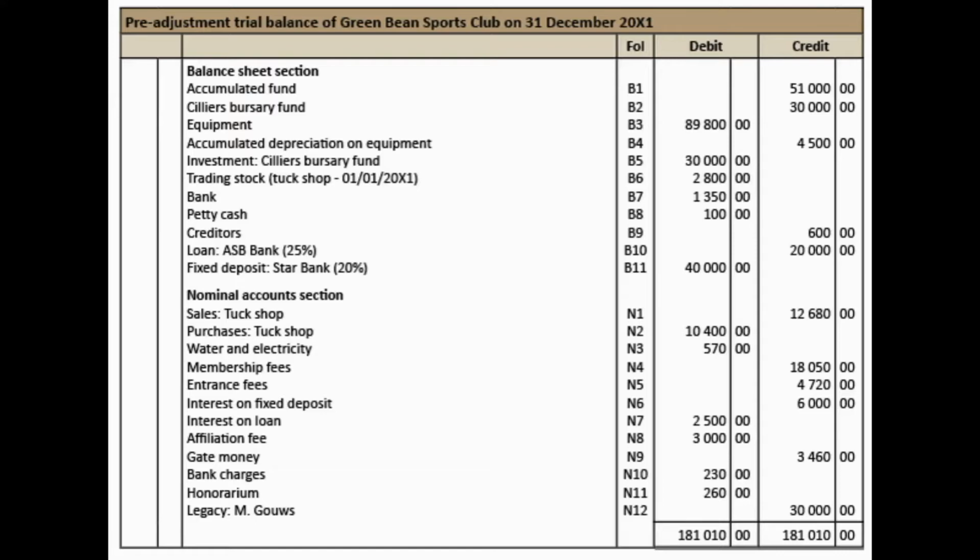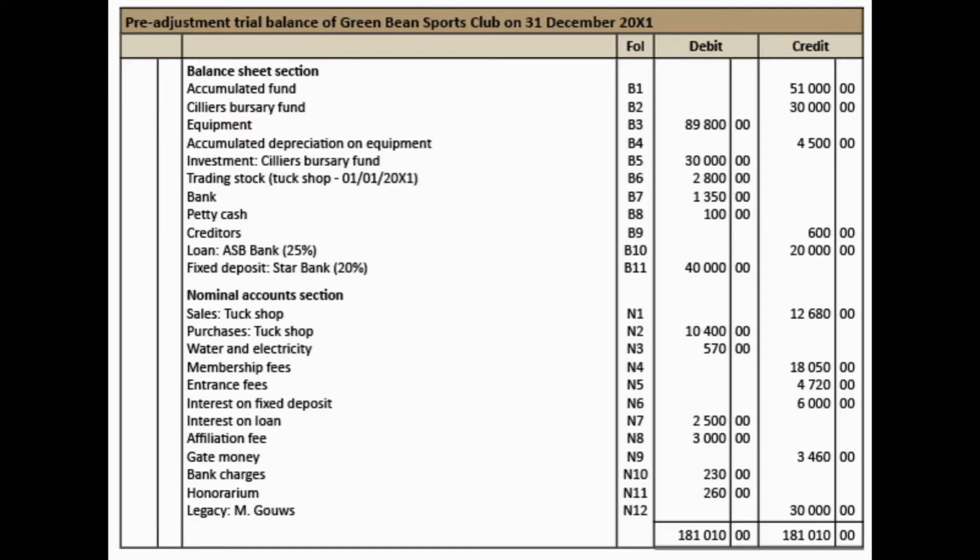If you calculate what is 20,000 times 25%, I just want to do the calculation. 20,000 times 25% gives you 5,000. Okay, so that was the interest on the loan that you were supposed to pay. Okay, so the first thing that we check, have we paid money already on that loan? Let's just check there. Yes, we have. Interest on loan, debit 2,500.